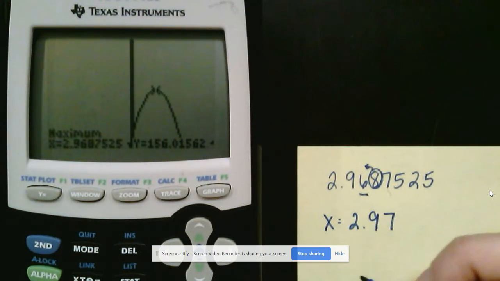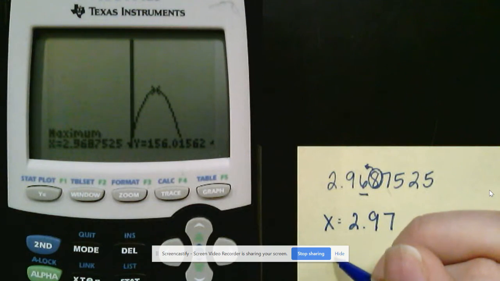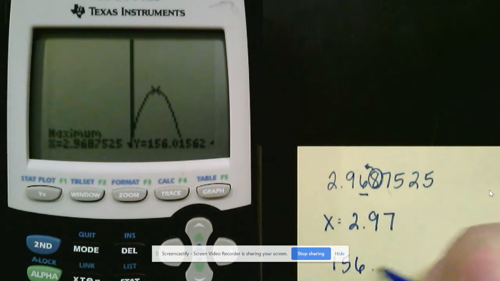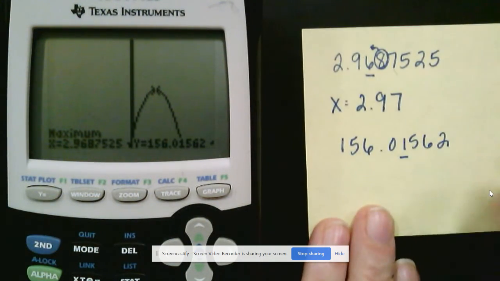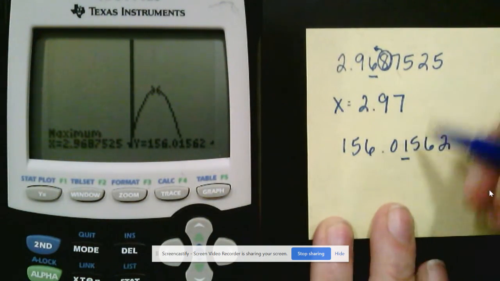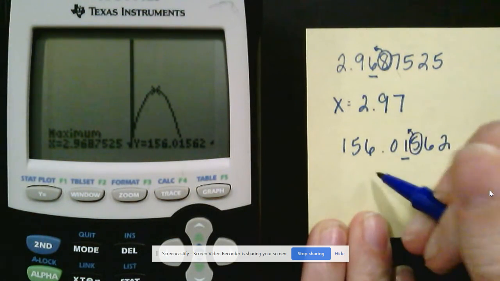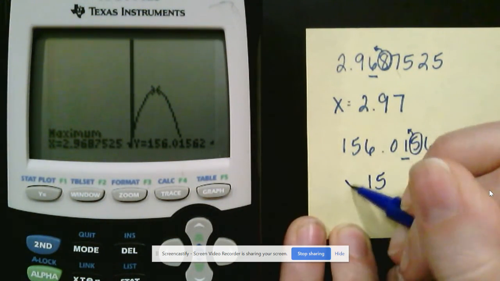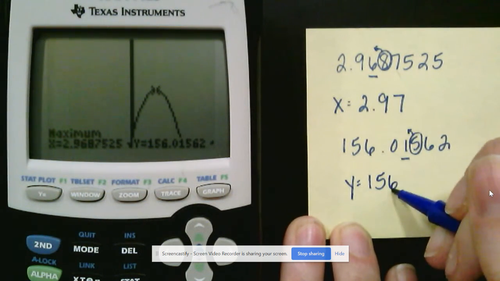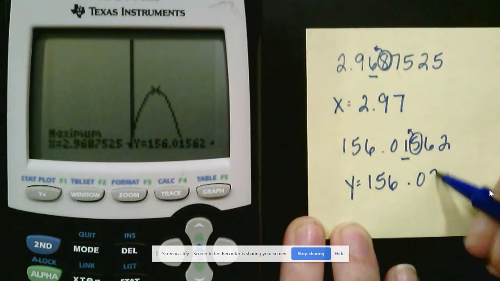Okay, our Y value was 156.01562. And again, we're focused on the hundredths place right here. So we look to the right of it, and if this number is 5 or greater, it's going to push this up. So this is 156.02.